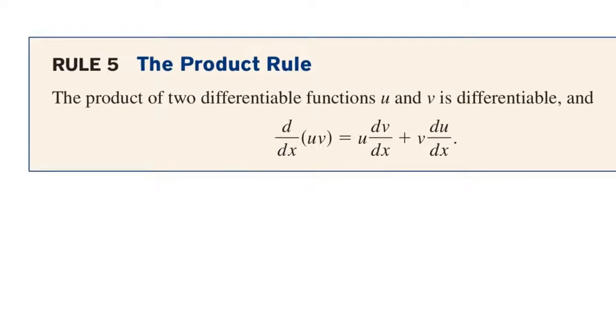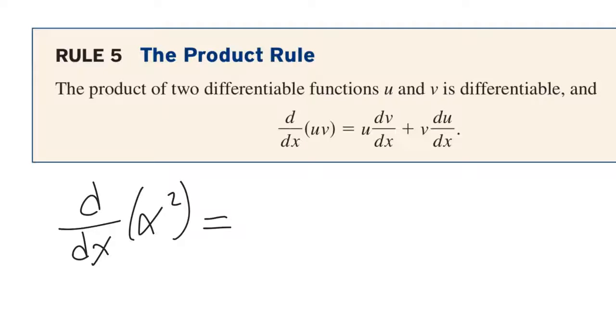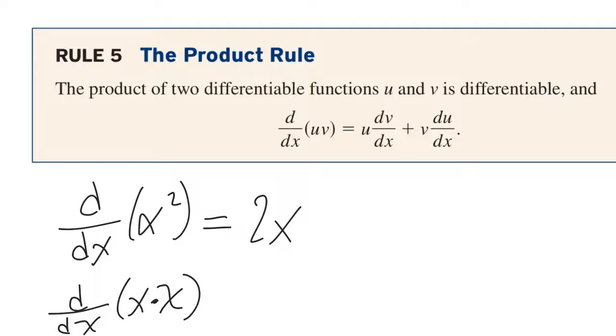So for example, if we want to find the derivative of x squared, what's that going to be? Well, we know, using our power rule, that it should be 2x. We can think of this as being like the derivative of x times x. And you can see where our product rule is going to come into this. So we have x times x, and the derivative is going to be 2x. So we have to figure out a product rule that works and gives us this same answer.